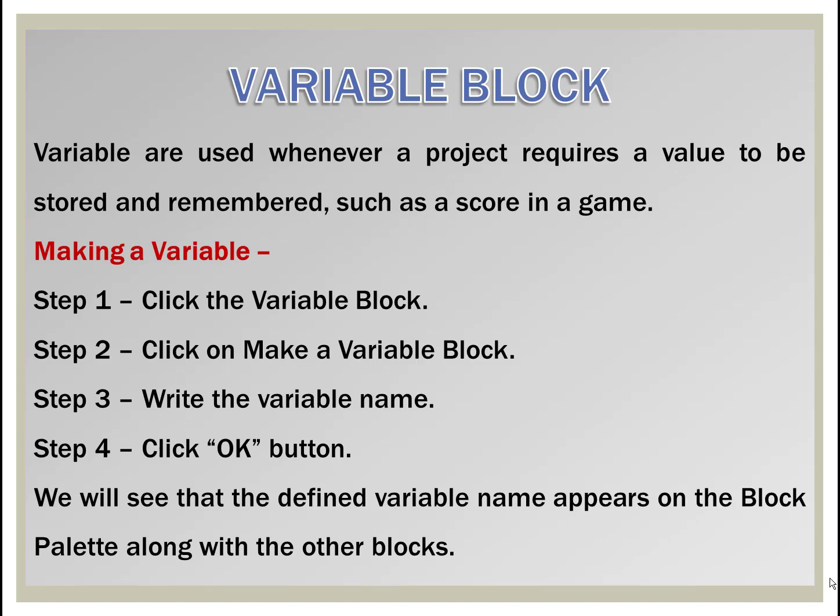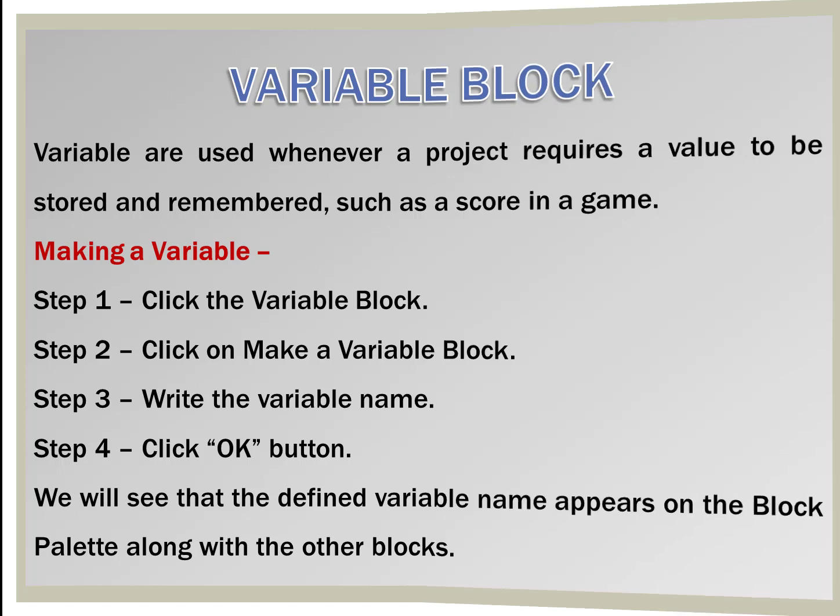Next is variable block. Variables are used whenever a project requires a value to be stored and remembered, such as a score in a game. Making a variable, step one: click the variable block, click on make a variable, write the variable name, click OK button. We will see that the defined variable name appears on the block palette along with the other blocks.